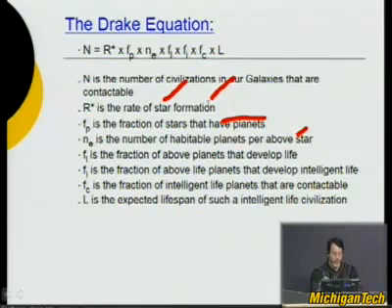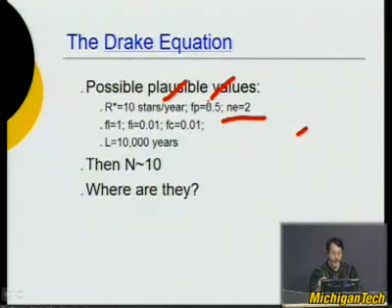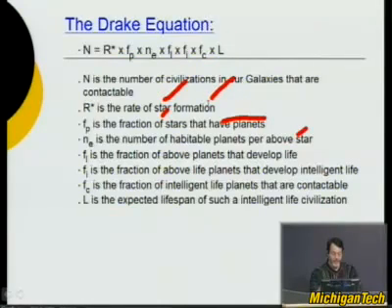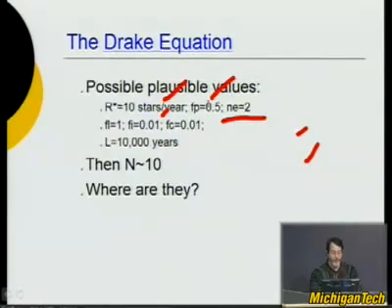Then f of l is 1, where that's the fraction of planets that develop life. Let's call f of i 0.01, so I'm making these up. So you can make up your own. So that is the intelligent life. So it's rare to have intelligent life. Contactable life is again very rare. And let's say that intelligent civilizations go 10,000 years before becoming uncontactable. How many then would we be in contact with? And the answer is 10, with these assumptions.